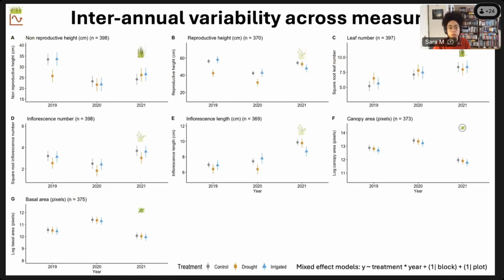And this is shown here, looking at the interannual variability across the measures. Each one of these graphs shows year along the bottom, so we have 2019, 2020, and 2021, and then we've got each of the demographic measures. Hopefully you can see that. We're just looking at the general patterns here across years, and you can see that there's a lot of change between years.